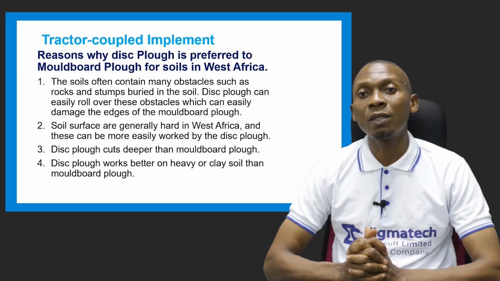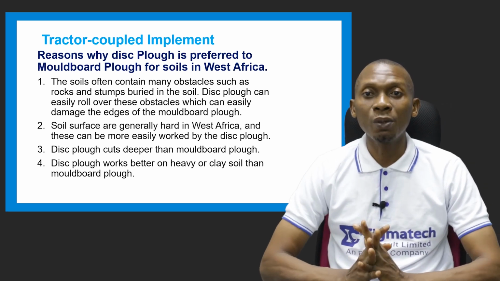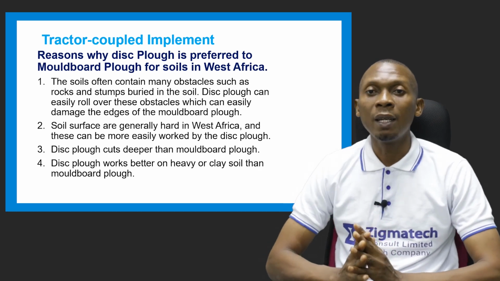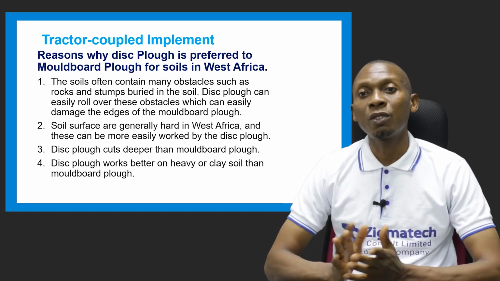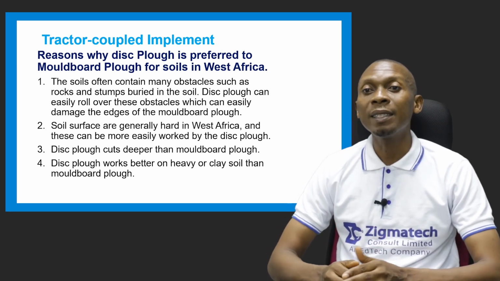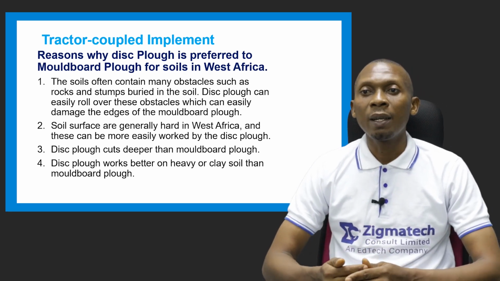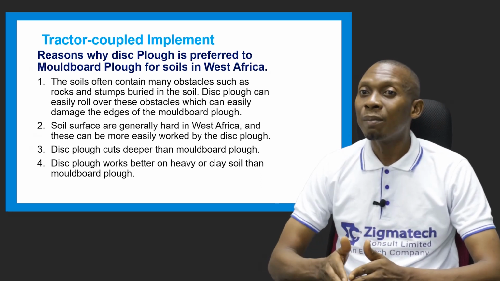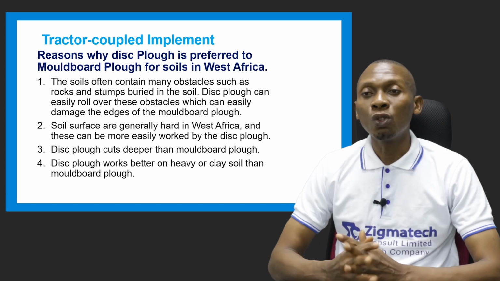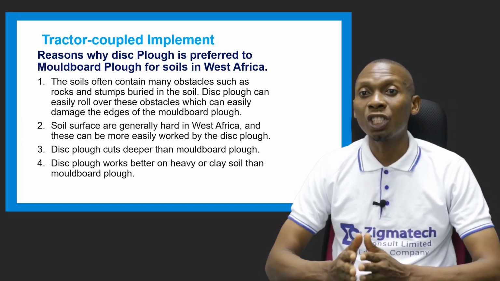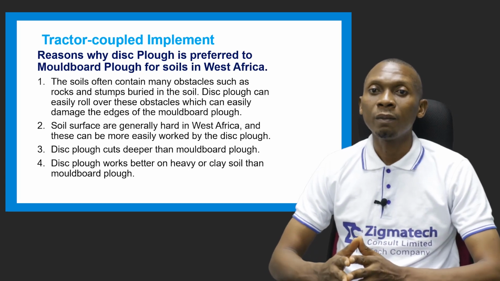The first we have is that the soils often contain many obstacles. Soils in West Africa, which is a tropical environment, usually contain many obstacles such as rocks and stumps which are buried in the soil, and the disc plow can easily roll over these obstacles, which can be damaged by the mold board plow. So if the mold board plow is used in such circumstances, it gets damaged. The share point especially gets damaged.